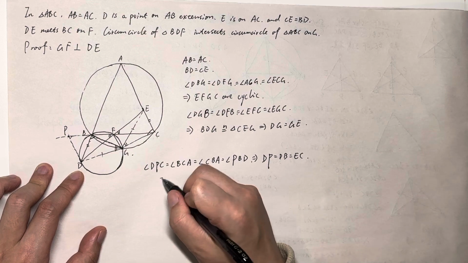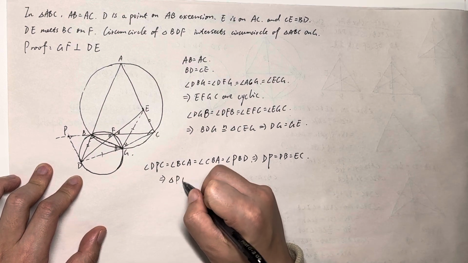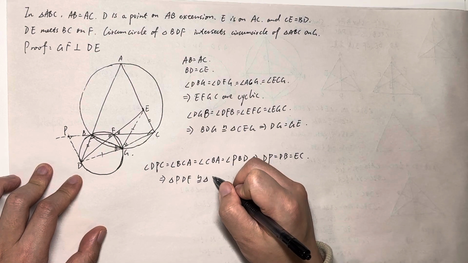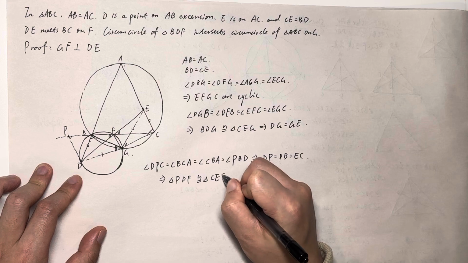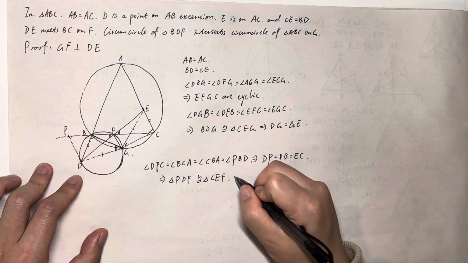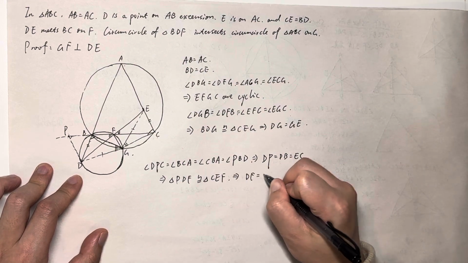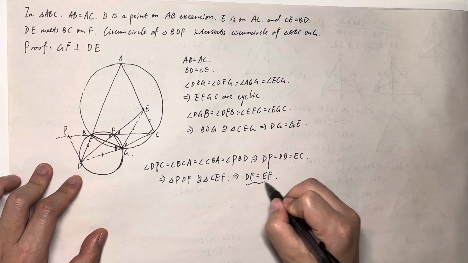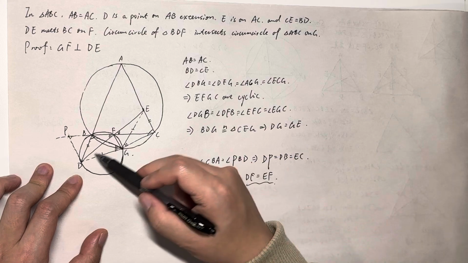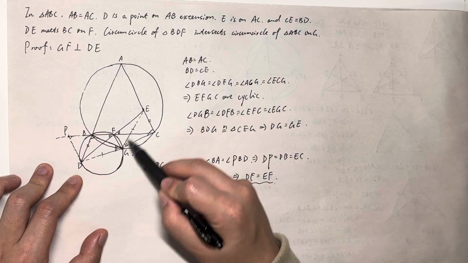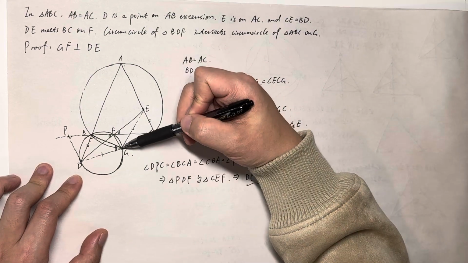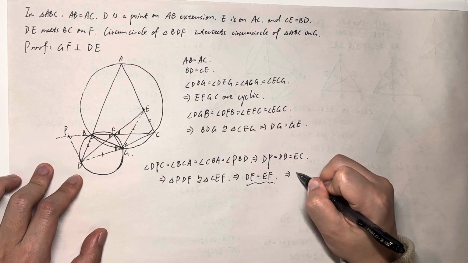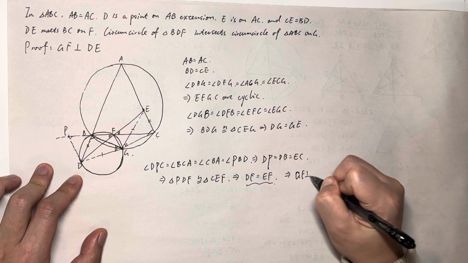So this segment equals this segment, and this angle equals this angle. So we know that triangle PDF and triangle CEF are identical, which means DF equals EF, right? And based on this, DF equals EF and DG equals GE, so GF is perpendicular to DE, right? GF is perpendicular to DE.